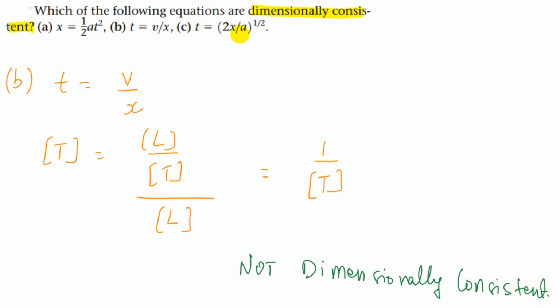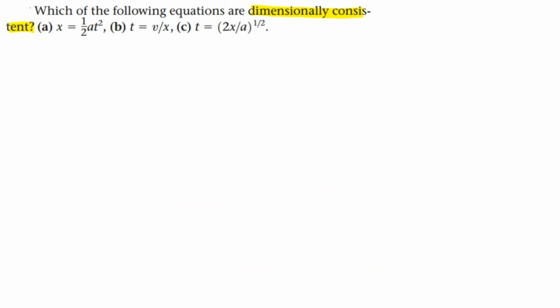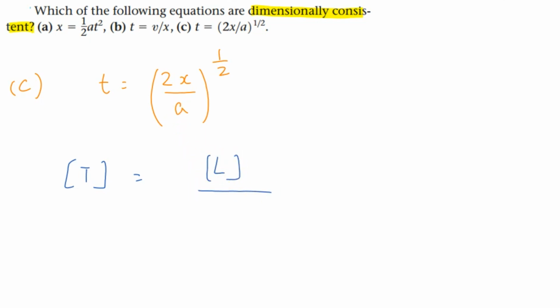Now next we're going to discuss the third equation. So the third equation we have is t is equal to 2x divided by a to the power 1 over 2. Now let's see its dimension. Now the dimension of time is t is equal to, now 2 doesn't have any dimension, so leave it. Now x is distance, so distance is length, divided by the dimension for a, that is acceleration, which is length over t square, and this is whole to the power 1 over 2.